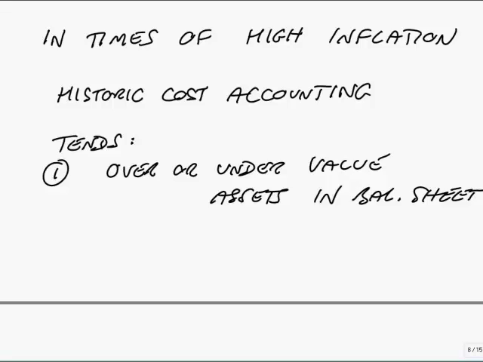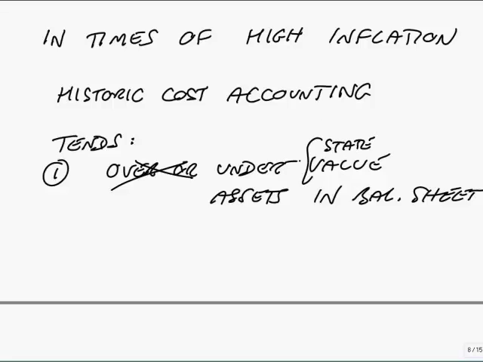Everybody? Well, Irina was right. I don't know if you heard her. Surely, in times of high inflation, you're going to be undervaluing, understating. You're showing what they originally cost. If there's high inflation, these days things are likely to be costing a lot more. Do you agree? And so historic cost accounting tends to undervalue or understate, same thing, assets in the balance sheet.